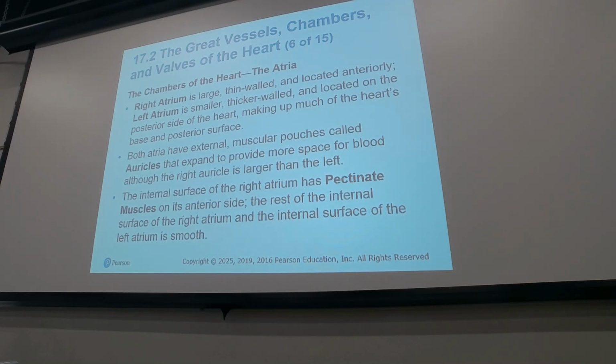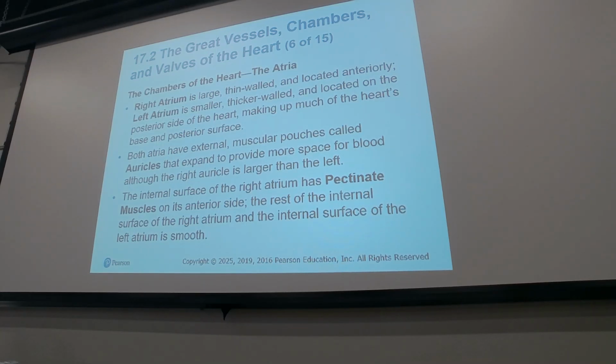And then on the right side, we have the pulmonary trunk that delivers the deoxygenated blood into the lungs via the right and the left pulmonary arteries, which are branches of the pulmonary trunk, so that the blood can be oxygenated. And there are anatomical differences between the atria and the ventricles.